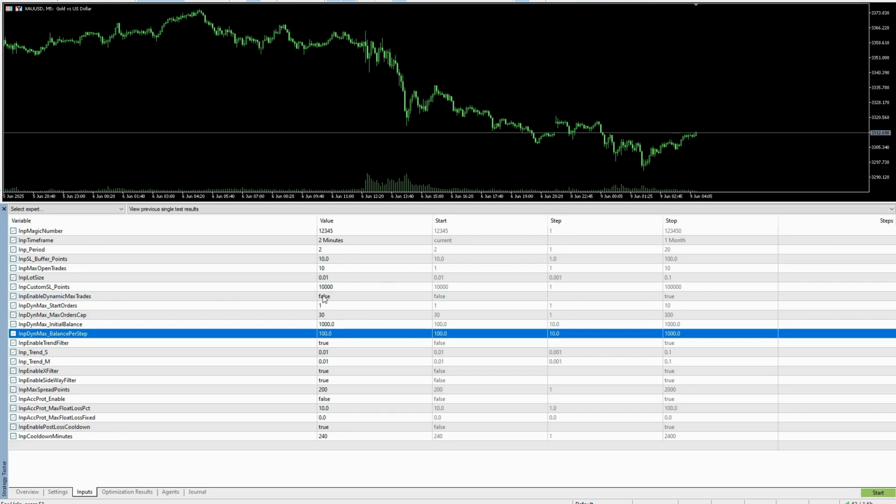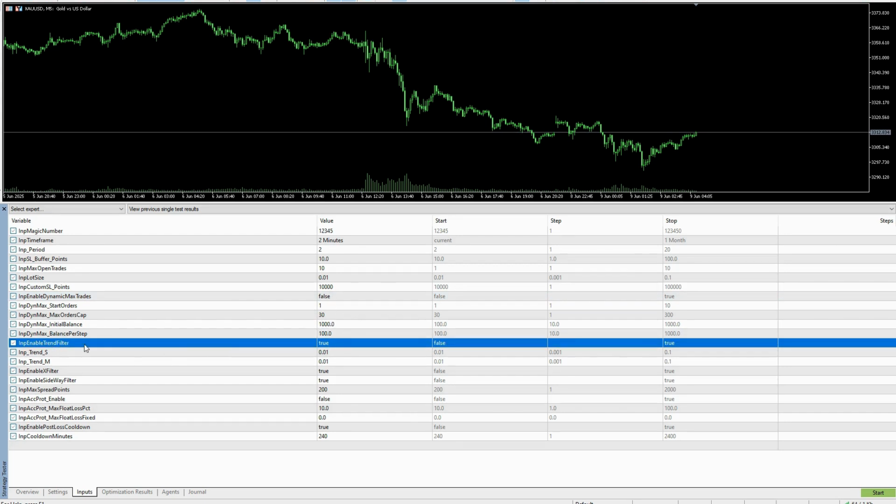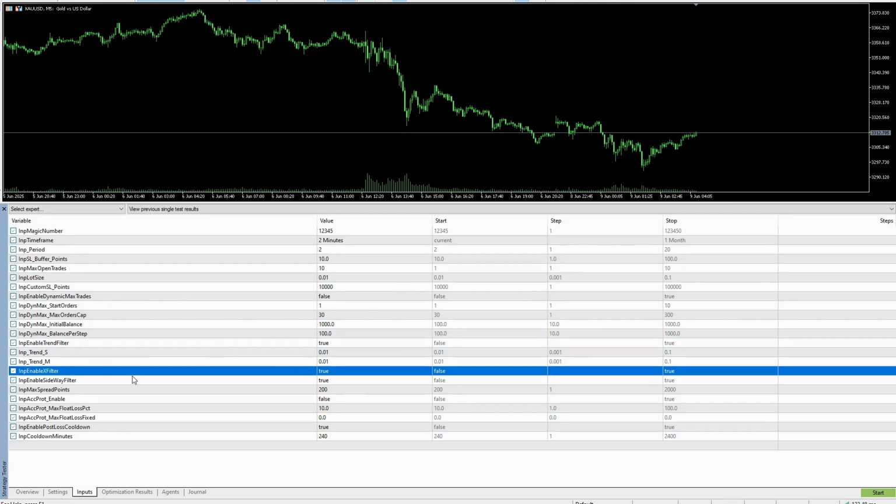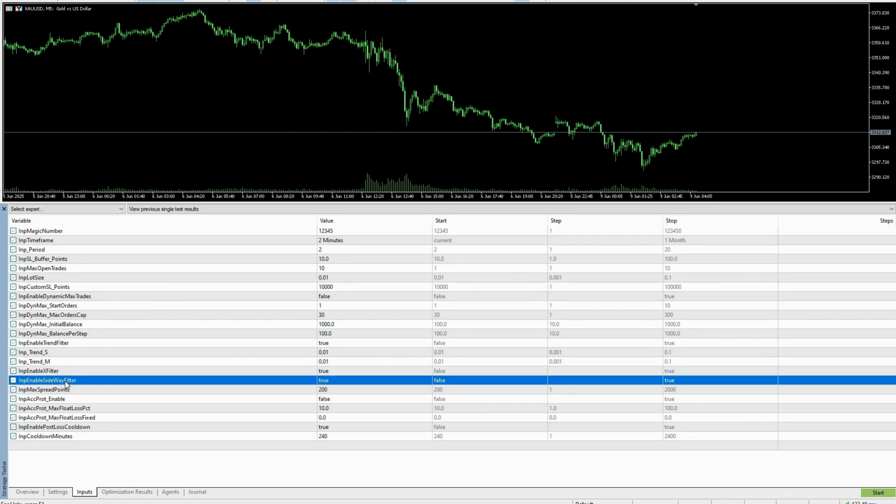The trend filter, X filter, and sideway filter should be enabled to control risk. For me, these filters are the true core of the EA and what make it unique. The spread filter should be configured based on the account type and broker.